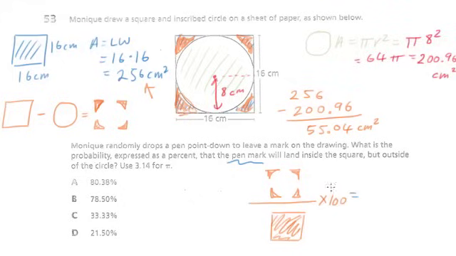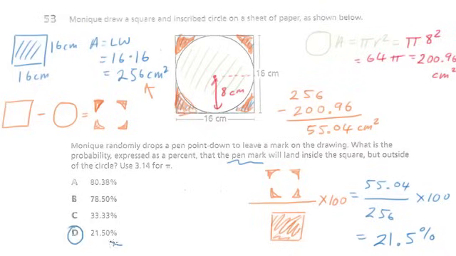We've got the area of those 4 corners is 55.04. The area of the sheet of paper is 256, and then times by 100. So I'm going to do this in one shot right now. I'm going to take the 55.04, divide it by 256, and then times by 100. I get an answer of 21.5%, and so D is our answer. And they didn't really need the trailing 0 there, but D is our answer.